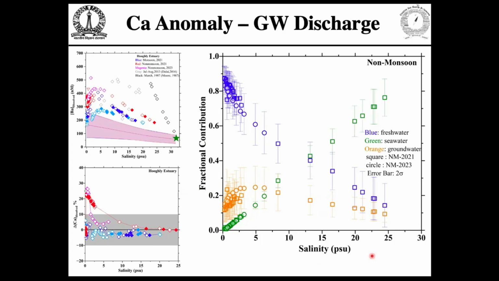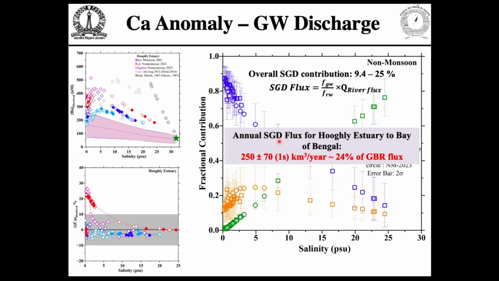Fractional contribution over different salinity range. At low salinity, fractional contribution is dominated by river. There is very little seawater. Seawater is increasing as salinity increases. River water is decreasing as salinity is increasing. And for groundwater, we have a maxima at around mid-salinity range, which is quite fascinating to observe. And we calculate that the annual groundwater flux from the Hooghly Estuary to the Bay of Bengal is around 250 kilometer cube per year.